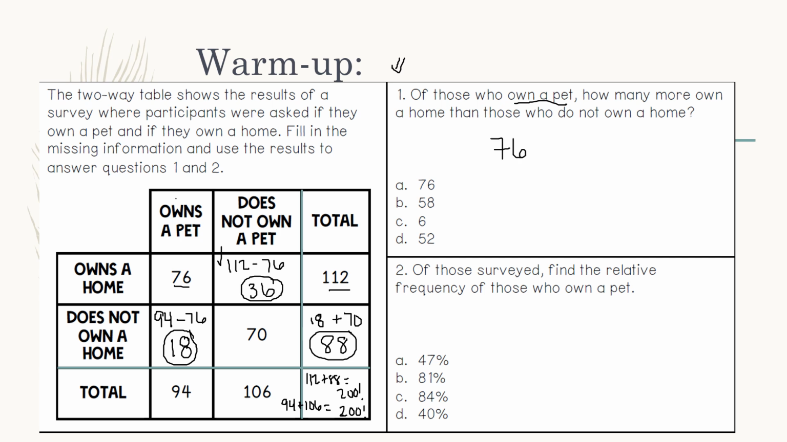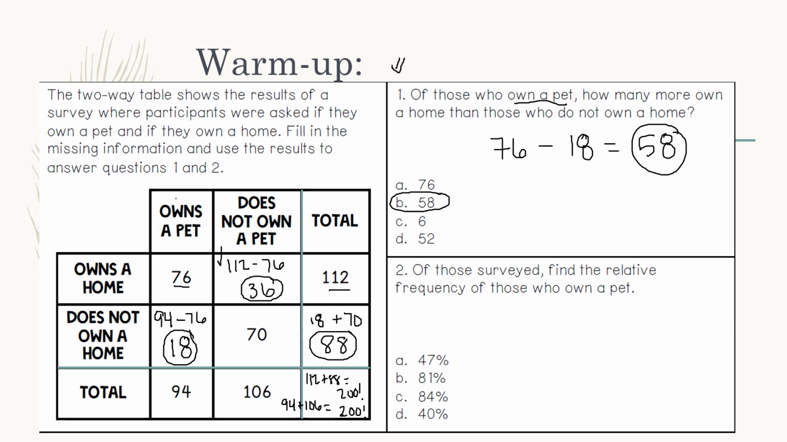Does not own a home, 18. We want to know how many more pet owners there are, so we're going to subtract. So we go 76 minus 18 gives us a difference of 58. There are 58 more people that own a home and a pet than do not own a home and have a pet.